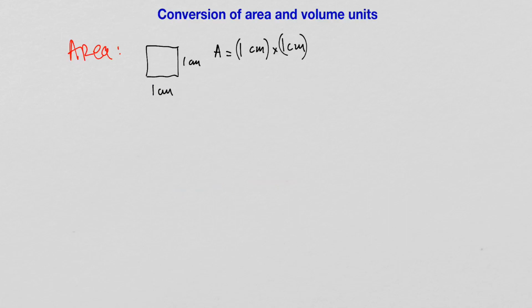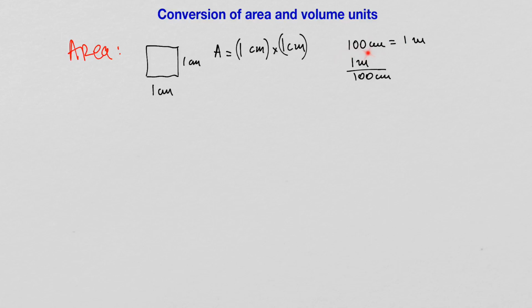First, let's talk about area. So let's consider the conversion from square centimeters to square meters. The same logic will apply for converting between other units of area. So let's look at this square, which has sides of 1 centimeter by 1 centimeter. So the area of this square is simply the product of 1 centimeter times 1 centimeter. And now if I want to convert this area into meters, what I would do is I would convert each dimension separately from centimeters to meters.